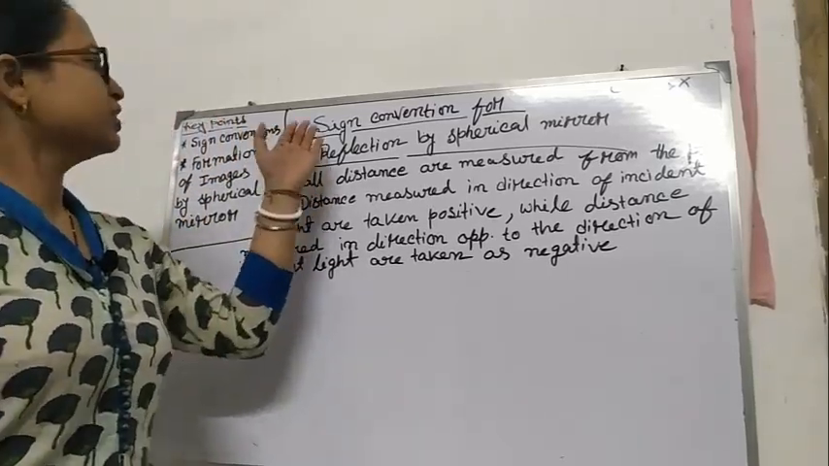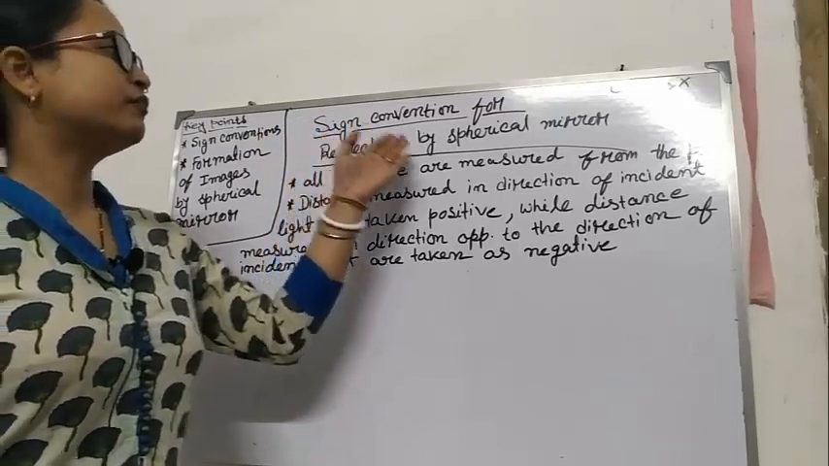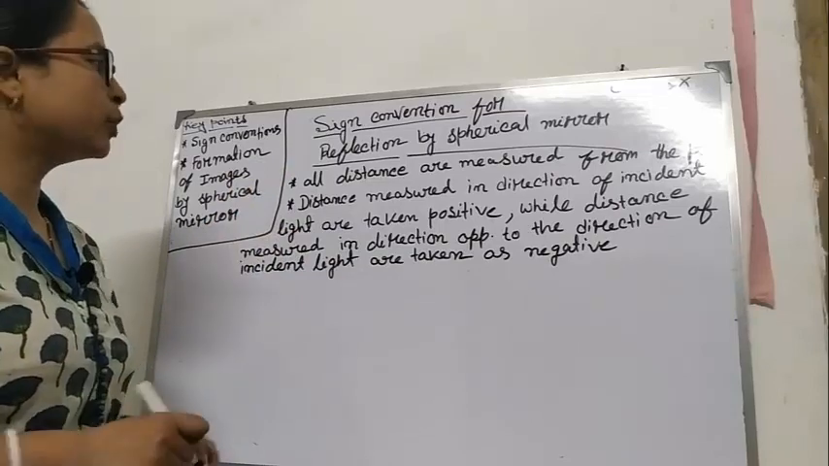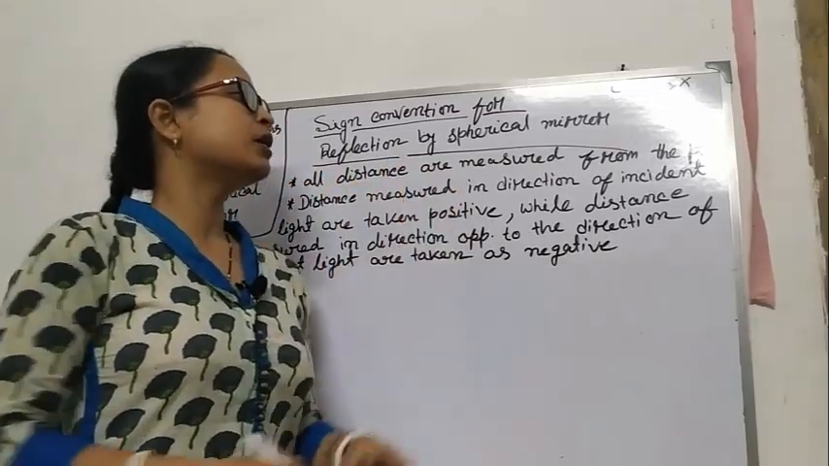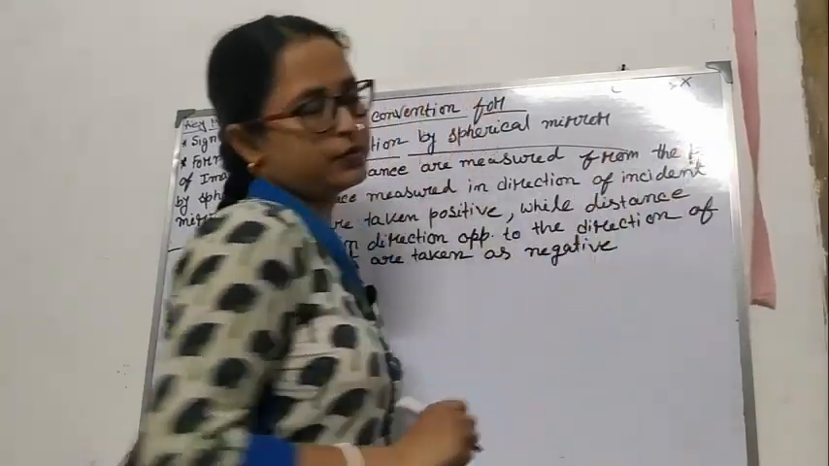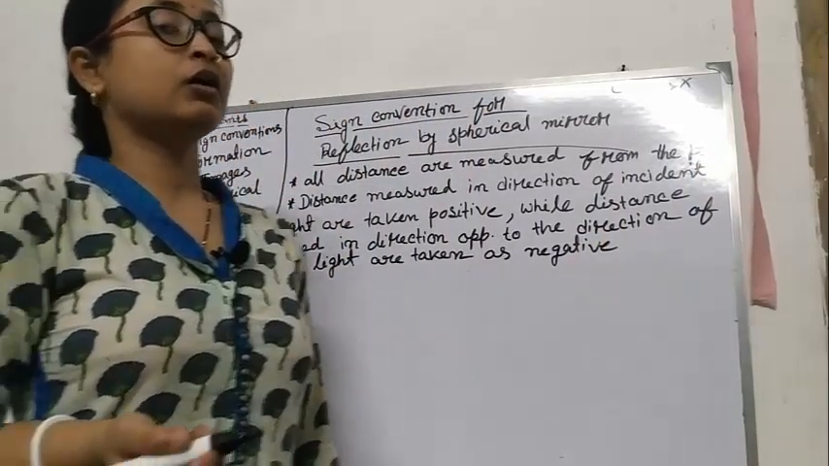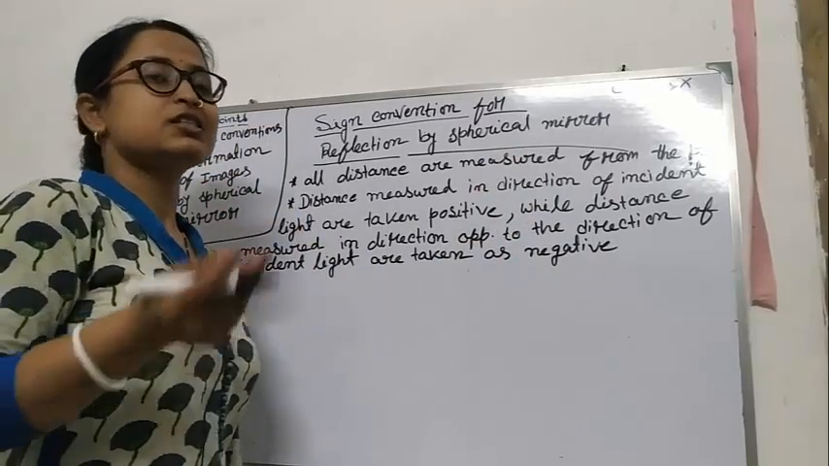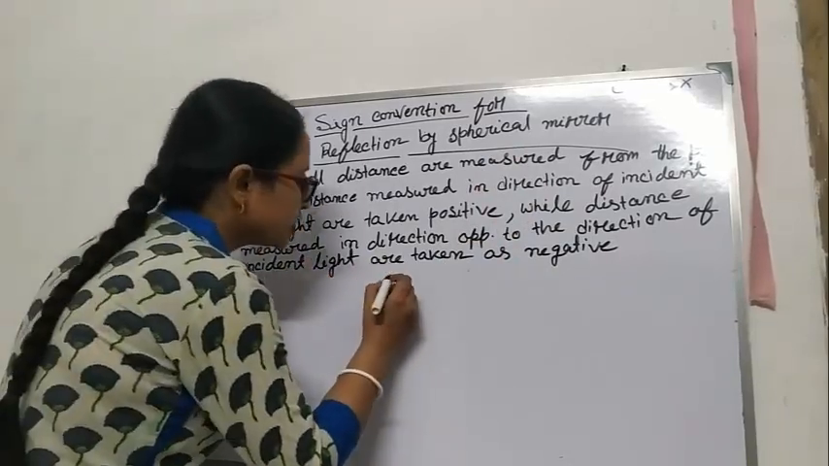So first topic, sign convention for the reflection by spherical mirror. There are two main points you have to remember. All the distances are measured from the pole of the spherical mirror. We already learned in our previous class what the pole is. If you have not watched that class, please go and watch it.